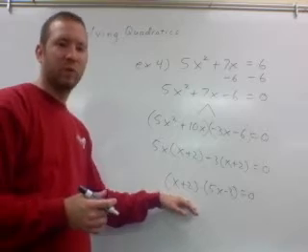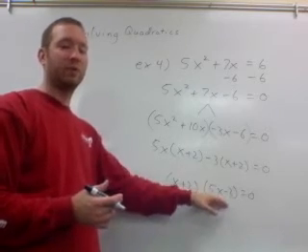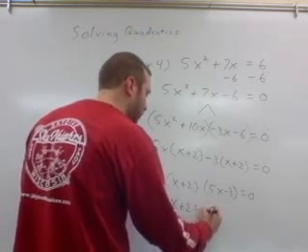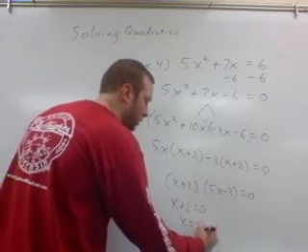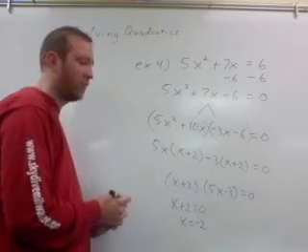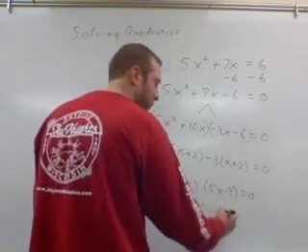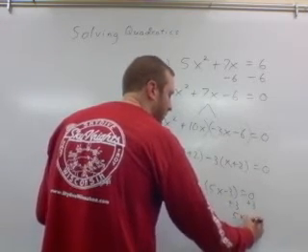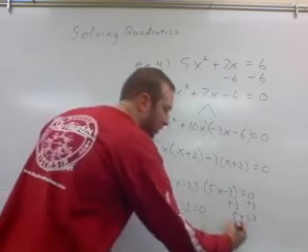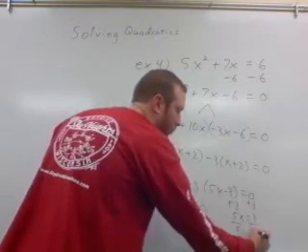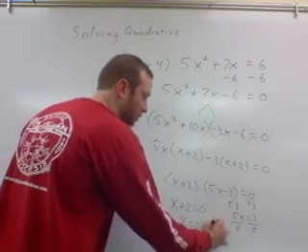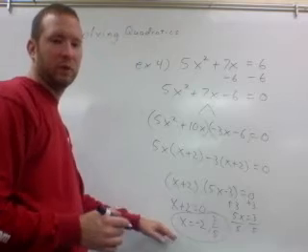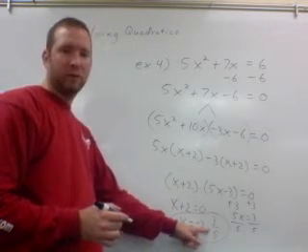Alright, and then what we just learned is once I have it factored, I set each factor equal to 0 to solve. So I get x plus 2 equals 0. Therefore, x equals negative 2 when I subtract 2 to the other side. And then 5x minus 3 equals 0. Add 3. So 5x equals 3. And then divide by 5. So my second answer is x is 3/5. So my two answers, x equals negative 2 and x equals 3/5.